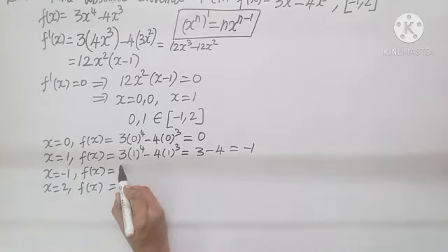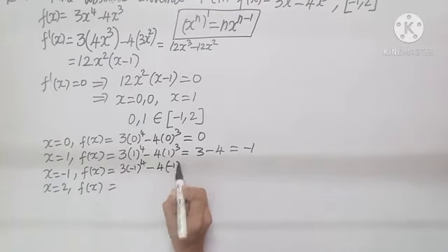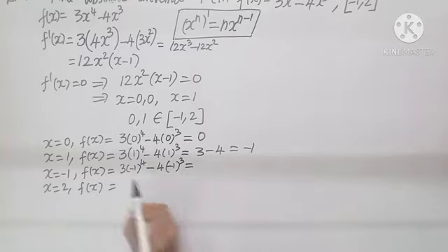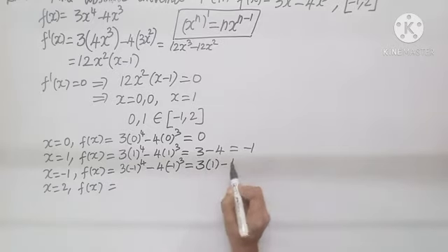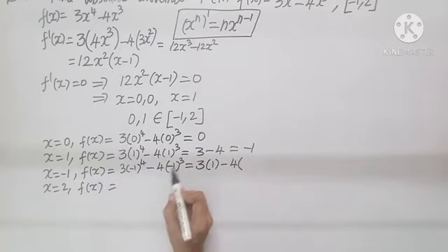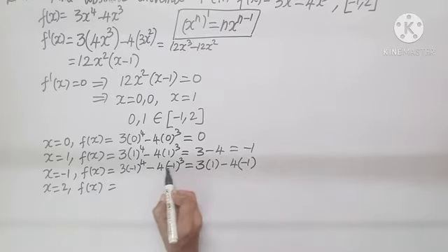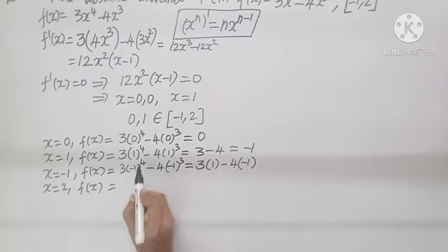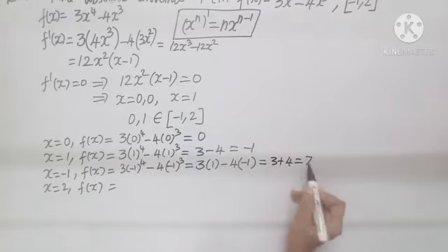Put x is equal to minus 1. Power 4, 4 into minus 1 power 3. Minus 1 power 4 is plus 1. 3 into plus 1 minus 4 into minus 1 power 3 is minus 1. Remember, when negative number comes, odd power gives us minus symbol, even power gives us plus symbol. This becomes 3 plus 4, which is 7.